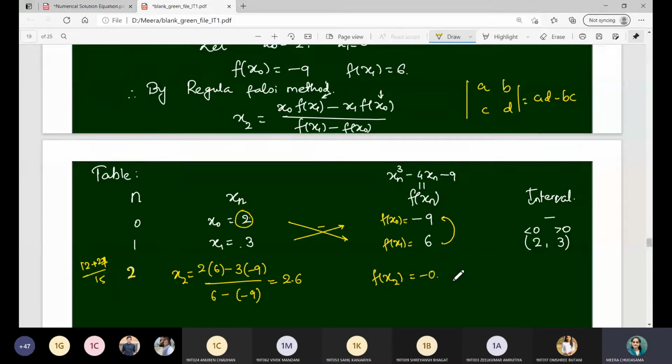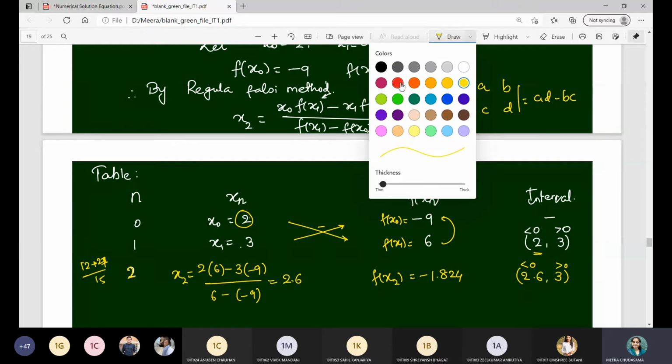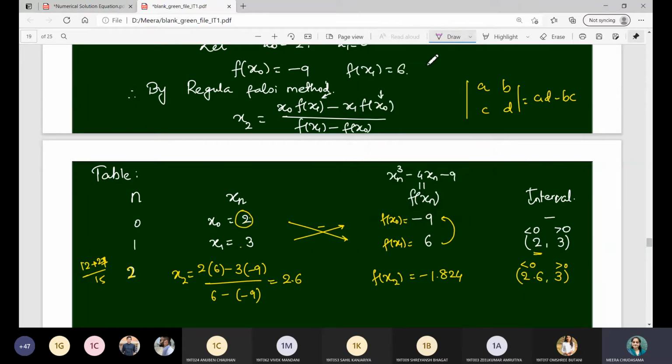क्या मिलेगा आंसर? Minus 1.824. Yes, minus 1.824, which is negative. So since this function value is negative, corresponding negative function value point will be replaced. So in this case, 2 will be replaced by 2.6. 3 will remain as it is because at that point function value is positive, right? So this is less than 0. So now your new point is 2.6 and 3, where we are going to evaluate the new iteration, that is the third one, x3.